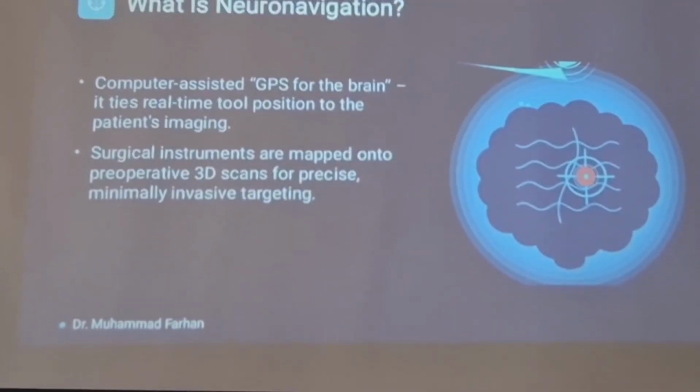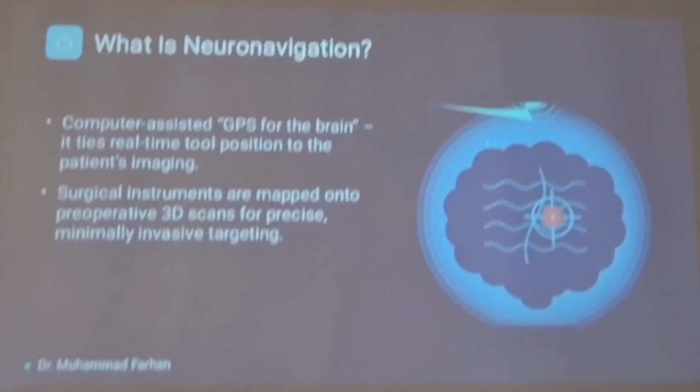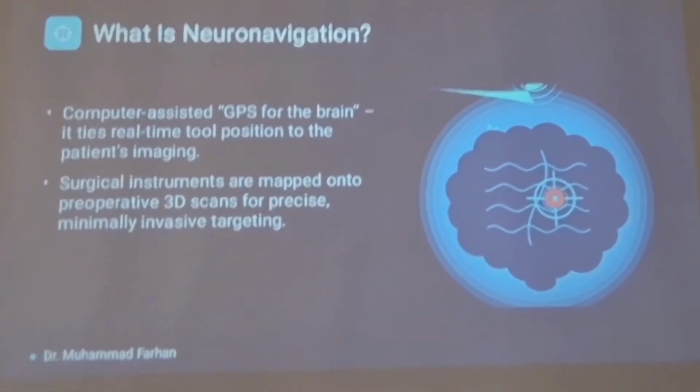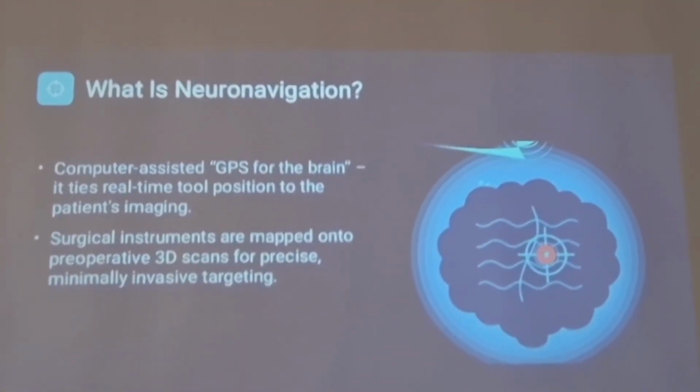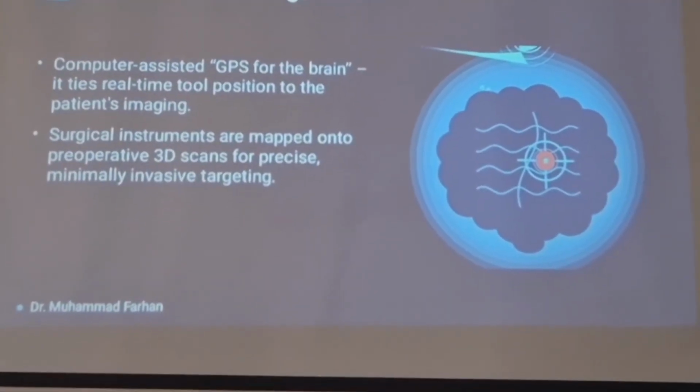Neuronavigation maps the brain through different images. It receives different images such as the images of the MRI or the CT scan. Then it forms a 3D map of the brain through which it can guide the surgeon about the anatomy of the brain and different eloquent areas of the brain.